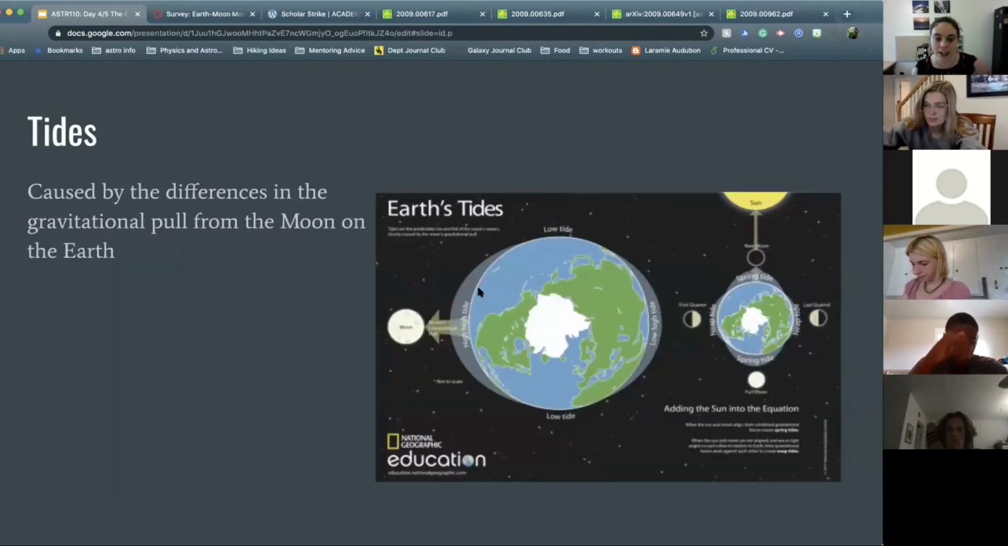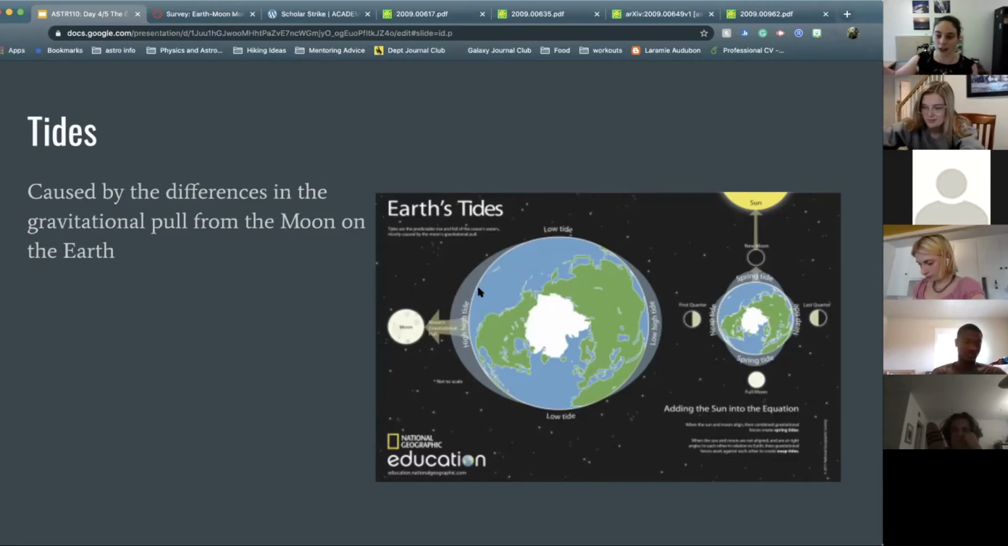Other places might not have as extreme tides, but the idea is that this is just because of the difference of the gravitational pull as the moon moves around, or as the Earth rotates, and the moon ends up being directly above different places. So if the moon is directly above you, you are experiencing a high tide because the moon is pulling up more on the upper levels of the Earth, more on the side of the Earth that's closest to it.